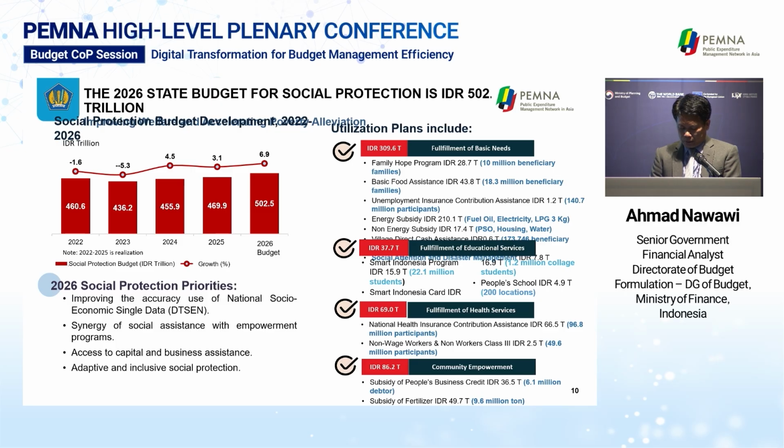In 2026, the social protection budget remains significant at 502.5 trillion. Major allocations include energy subsidies like liquid petroleum gas, electricity, and fuel oil subsidies, health insurance contribution assistance, food assistance, education assistance, and community empowerment programs. The government also emphasizes improving targeting accuracy through the National Social Economic Single Data, or DTSEN.